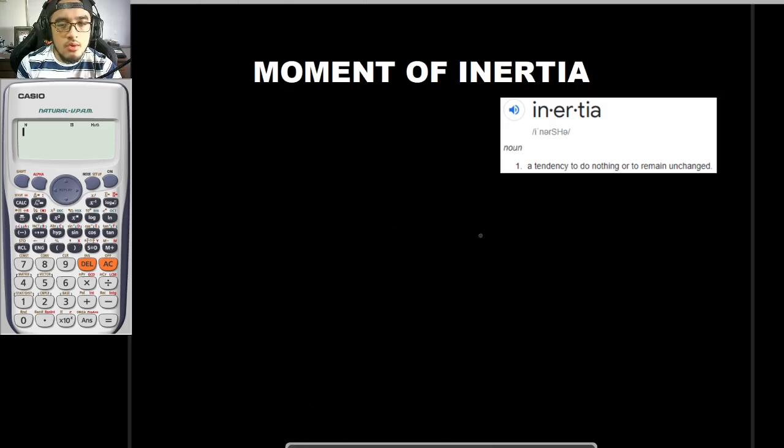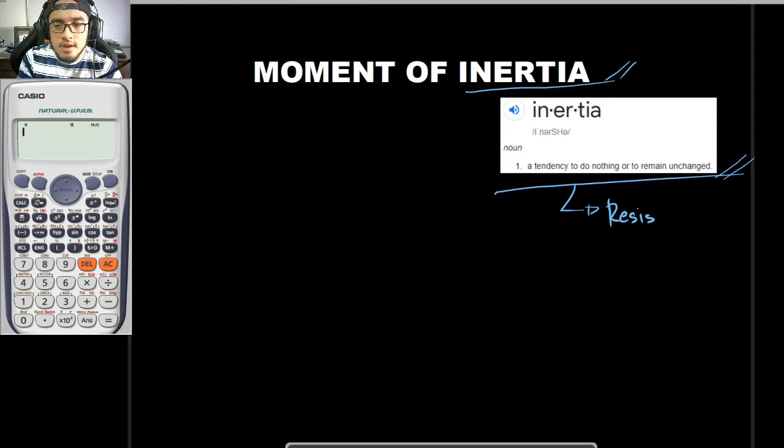When you Google the term inertia, you would stumble across this definition right here by Oxford. According to Oxford, inertia is a tendency to do nothing or to remain unchanged. And if you look at this definition very closely, it is very synonymous to the term resistance. So that is inertia in a nutshell.